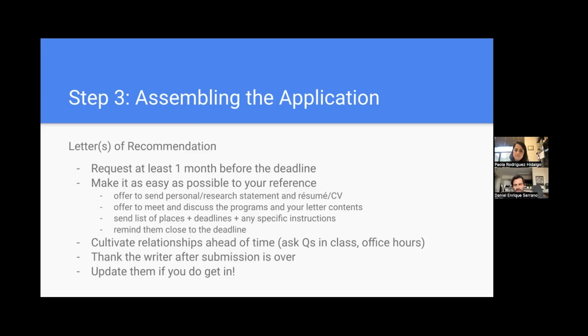This letter requires a login to this link. This one, you will receive an email directly from the program requesting it. So it's easier if you just provide this very concrete, specific list. And finally, don't hesitate to remind them close to the deadline, just because in some cases things get hectic.